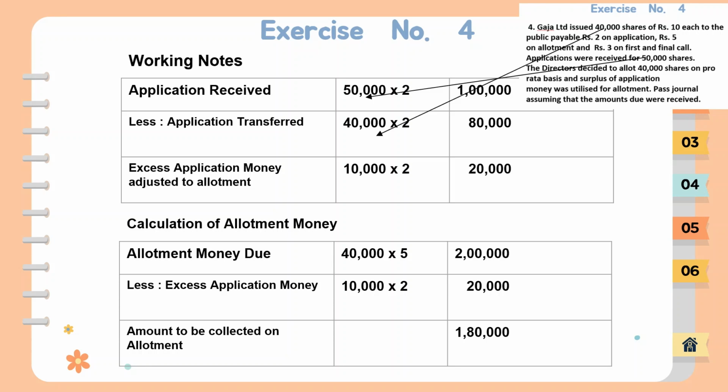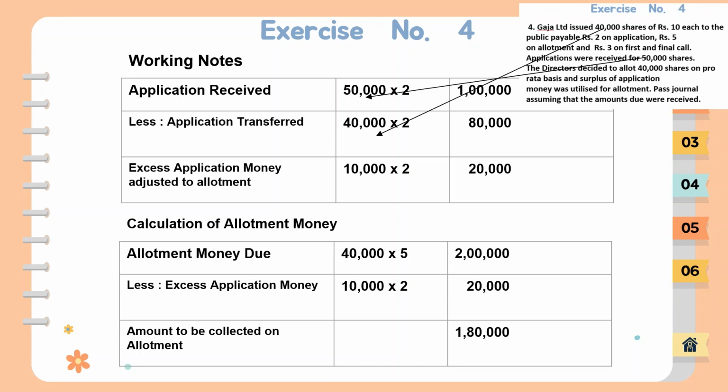See, allotment money due for 40,000 shares at the rate of 5 rupees, 2 lakhs. Okay, then already the excess application money is there, so that you have to subtract. When you subtract, you will get 1,80,000. So this money will be collected on allotment. I hope you understood this.